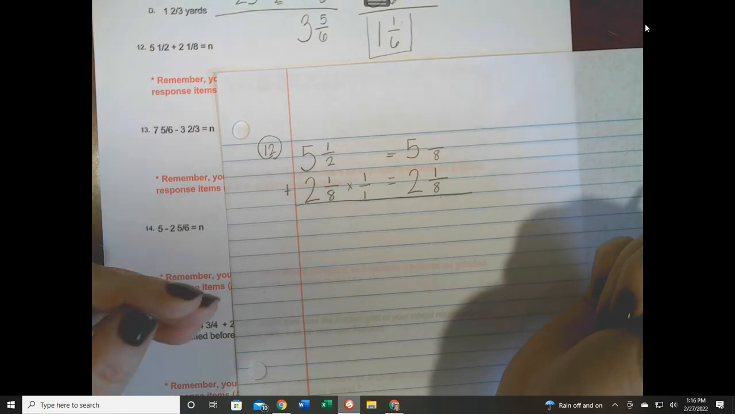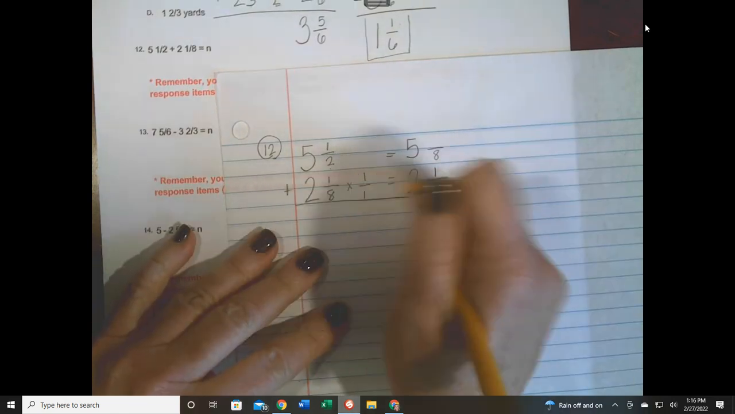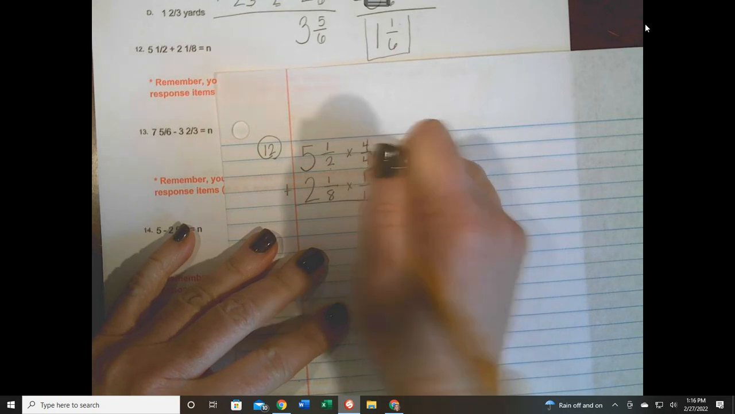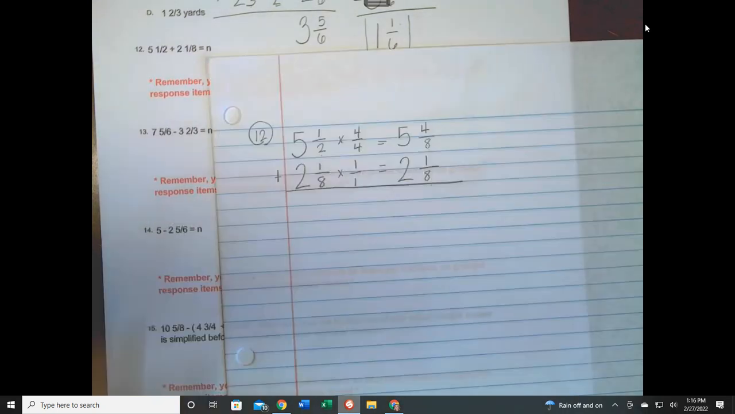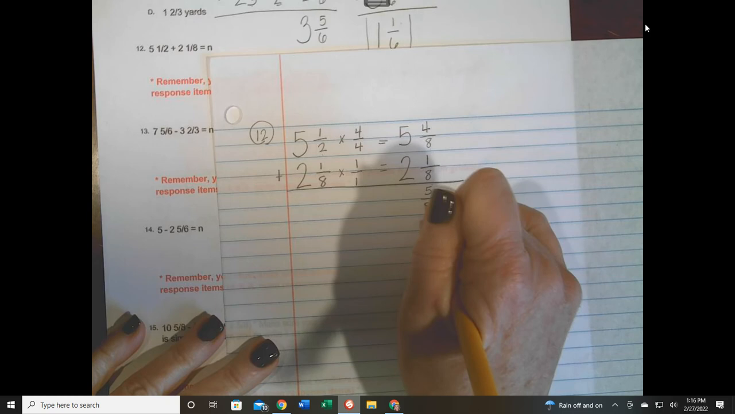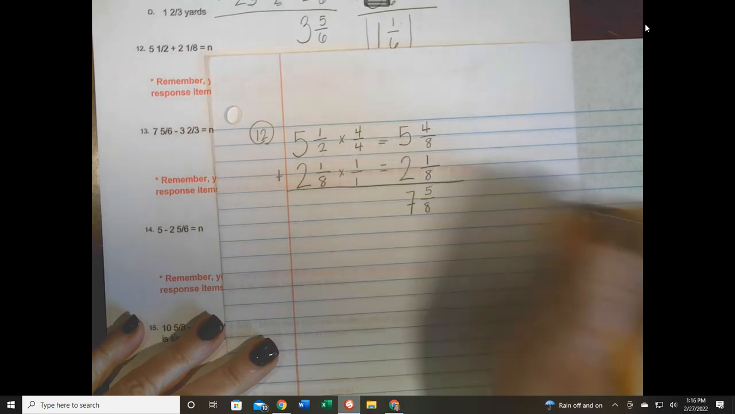Now look at 5 1/2. We multiply the denominator 2 times 4 to get to 8. So we multiply the numerator by 4, 5 4/8. We're ready to add. We always want to make sure that we're obeying the sign. So I get 5/8 when I add the fractions together and 7 when I add the whole numbers.